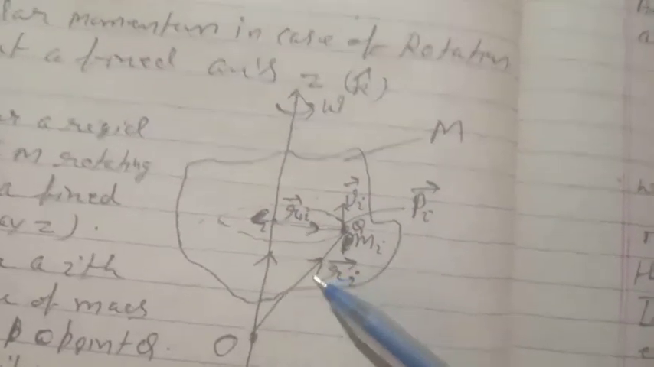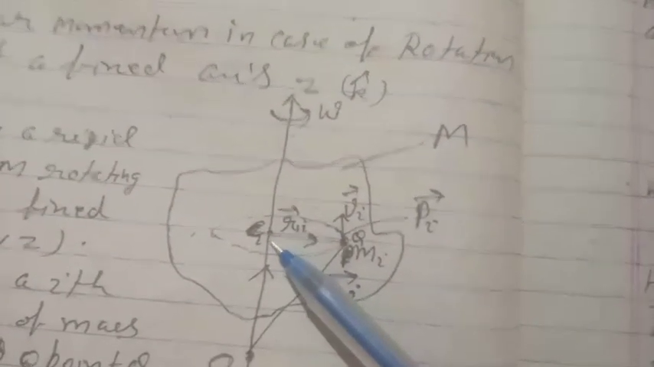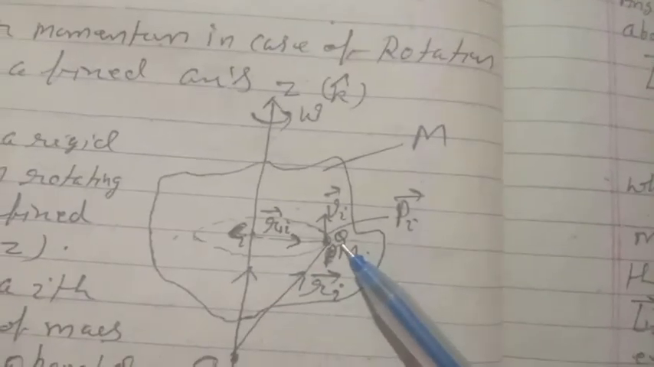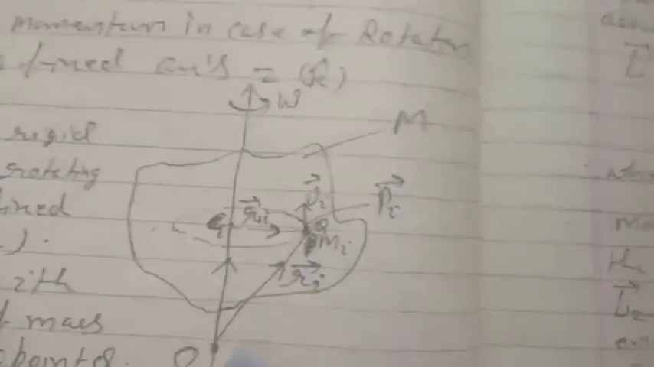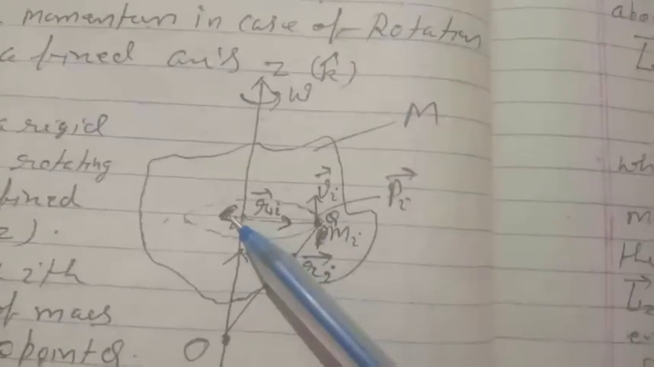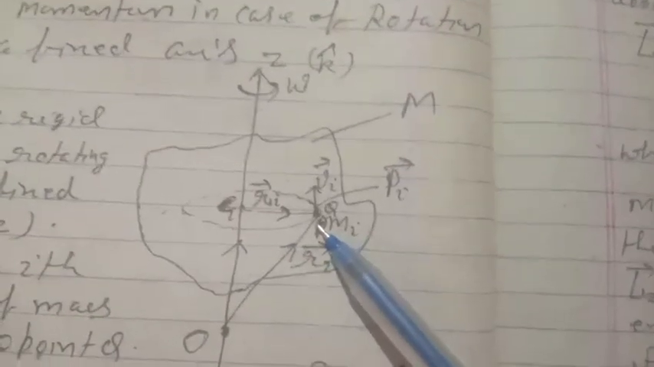From the formula, we know that L vector is equal to r cross p. So, Li vector equals ri cross pi vector. We are calculating the angular momentum about origin. Now, ri is represented by OQ vector, and this OQ vector can be written as the sum of this vector plus this vector, that is OCi plus CiQ. OQ vector is equal to OCi vector plus CiQ vector.